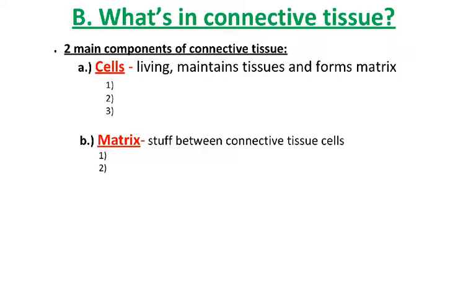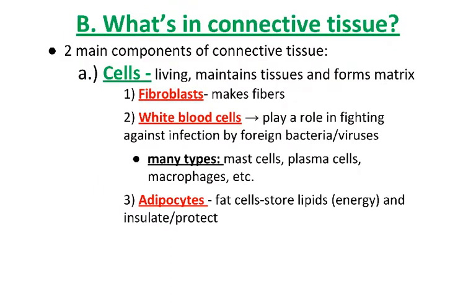The matrix itself, though, is what's between the cells that provides support and helps determine whether it's going to be solid or liquid, or whether it's going to be flexible or really stiff and hard to move, things like that. That's actually determined by the matrix itself. But the cells determine the matrix because they make it. So, cells can play a number of roles inside the connective tissues.